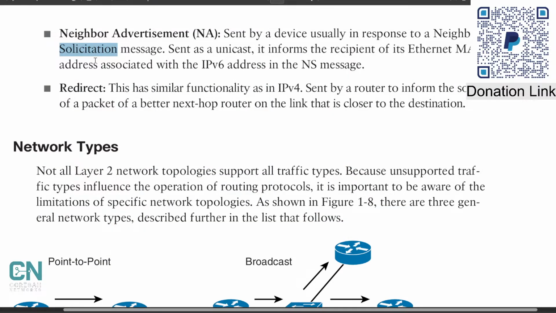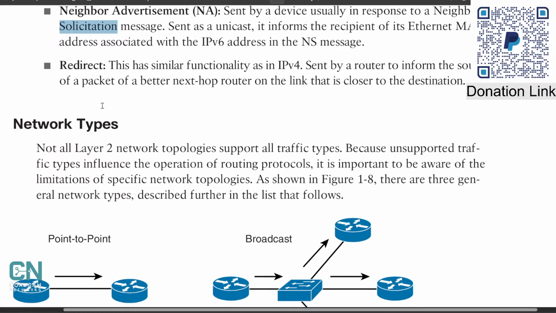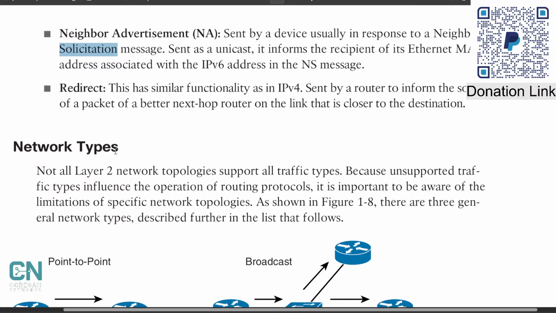Solicitation. It's a hard word. The message is sent as unicast, and it informs the recipient of its Ethernet MAC address associated with the IP version 6 address in the NS message. Redirect: this is similar functionality as in IP version 4, sent by a router to inform the source of a packet of a better next hop router on the link that is closer to the destination.